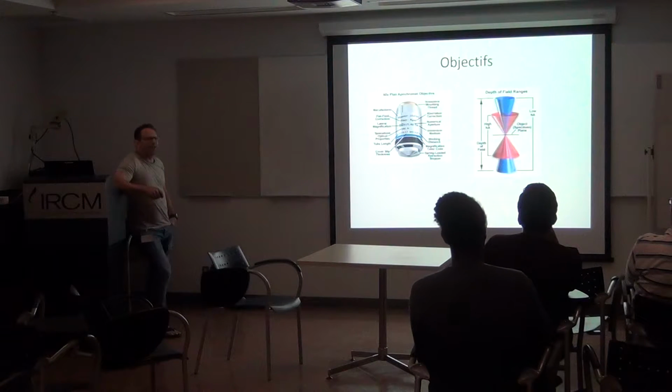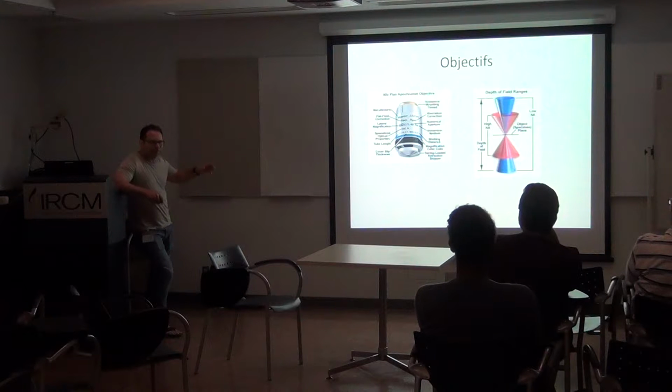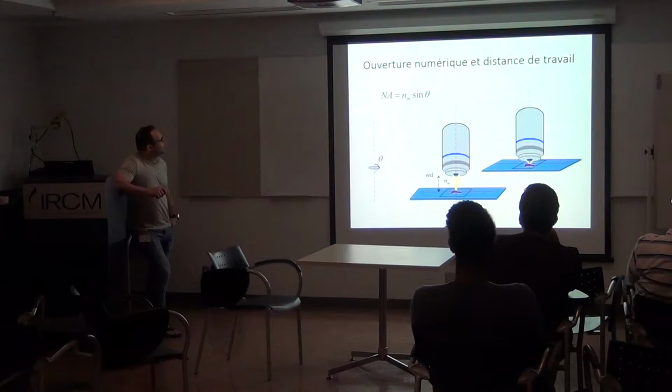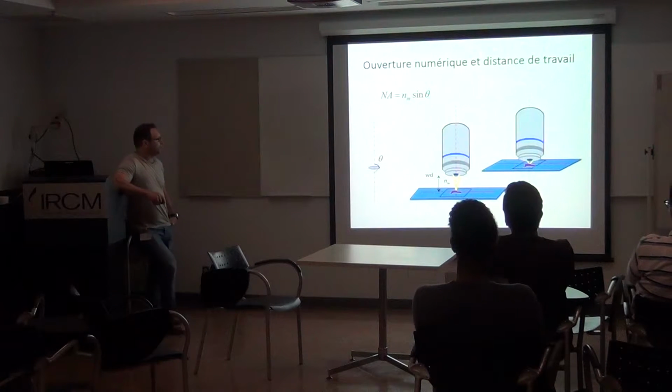This concept is going to be easier with the microscope itself. We will play around with it, and I'm going to explain in more details depth of field and numerical aperture. So again, numerical aperture, we saw its definition: the index of refraction of the medium, which is between the slide and the objective, times the sinus of the angle.